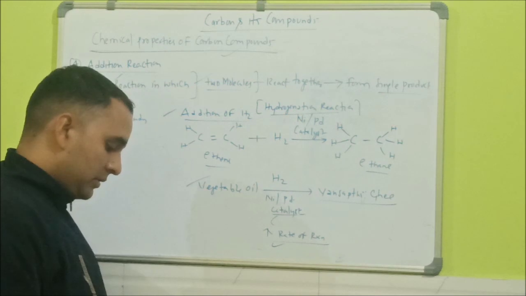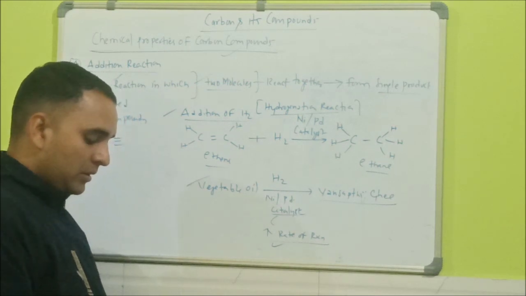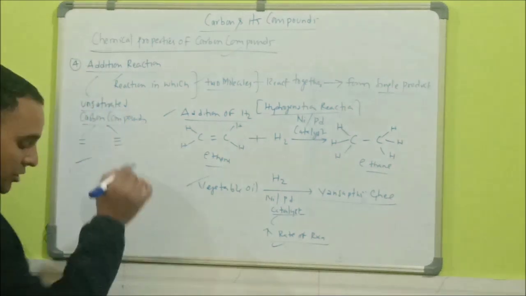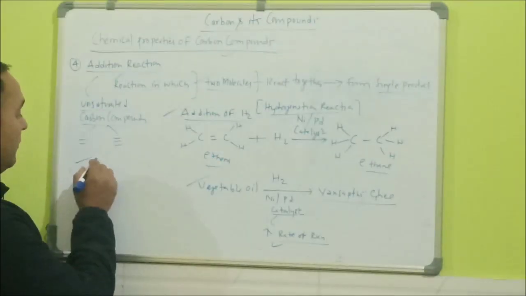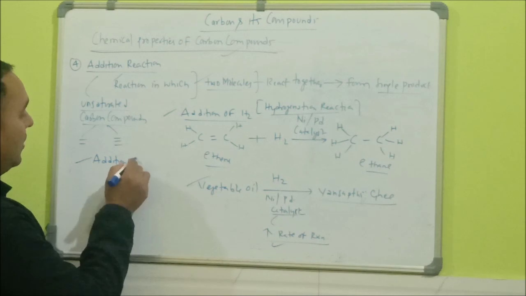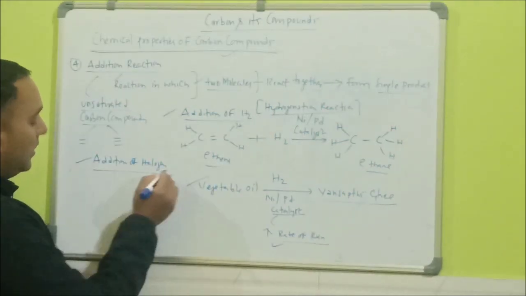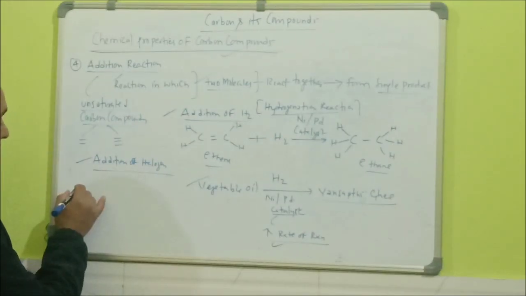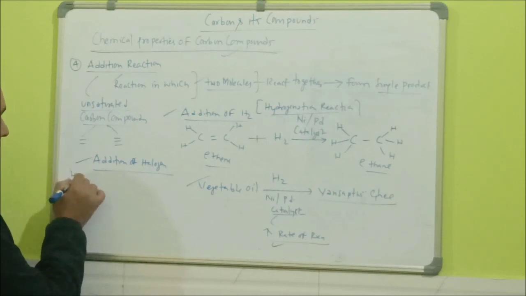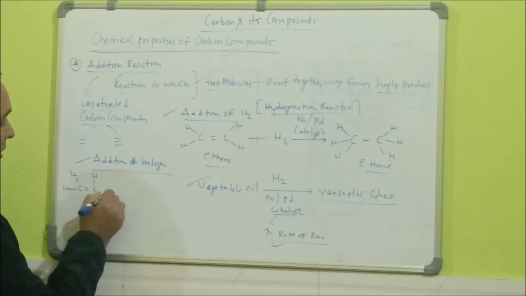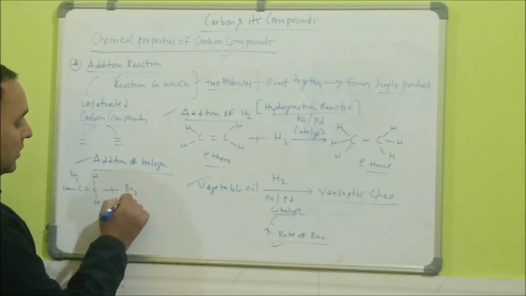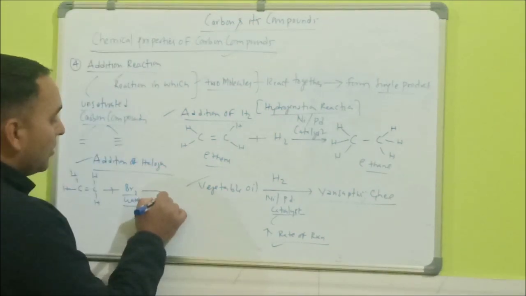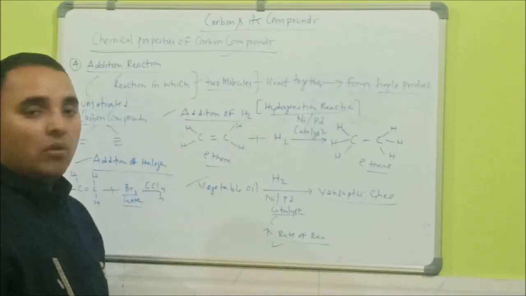Now I am taking an example of addition of halogen. So this time I am taking addition of halogen to alkenes. So I have taken an alkene called ethene, C double bond C, H, H, H and H. Now I am adding bromine water. It will be taking place in the presence of carbon tetrachloride solvent.